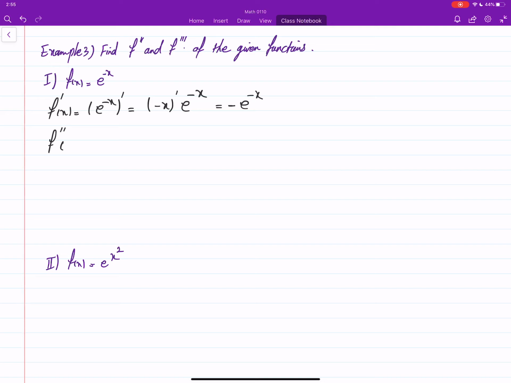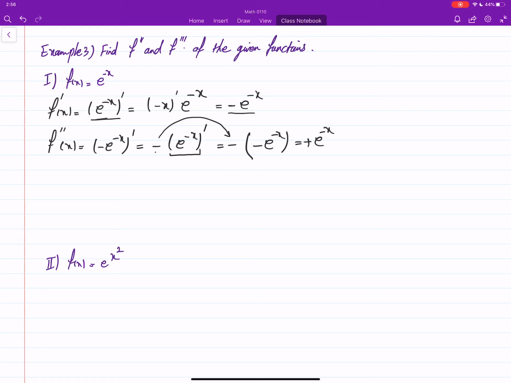And the second derivative is minus e to the power minus x prime. Negative sign comes out. And we have the derivative of e to the power minus x. We just found it. It is, well, this negative sign comes from here. But the derivative of e to the power minus x is minus e to the power minus x, as we computed above. So this is plus e to the power negative x. We apply another time, but then you notice that, oh, this is the function itself. So differentiating the function itself will give us f prime again.